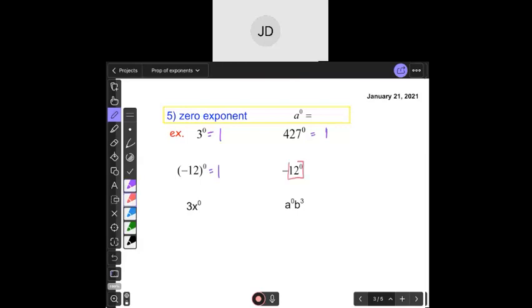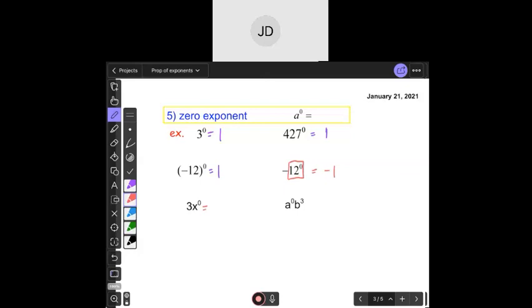Negative 12 without parentheses is negative 1. This is an order of operations issue. The negative happens at the multiplication level. The exponent has to happen first. So the 0 power happens on the 12, and then the negative applies after that. Okay? So that's negative 1.